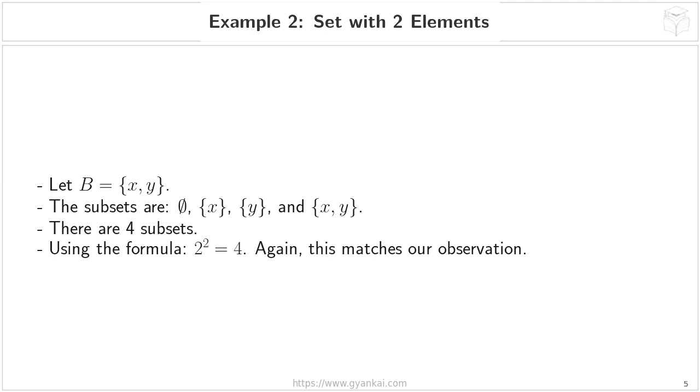Now let's check if our formula holds true. Remember, the formula states that the number of subsets is equal to 2 raised to the power of n, where n is the number of elements in the set. In this case, our set B has 2 elements, so n equals 2. Therefore, 2 raised to the power of 2, which is written as 2 squared, is equal to 4. And as you can see, this matches the number of subsets we found by listing them out manually. This further confirms that our formula is correct and works consistently.